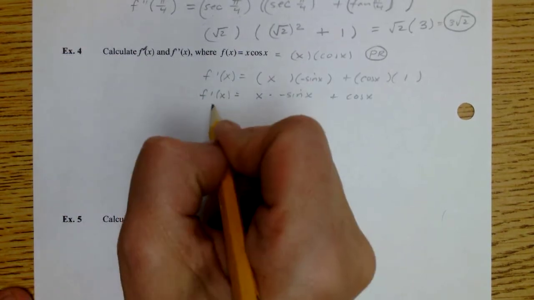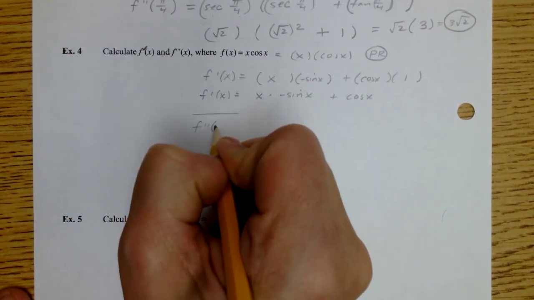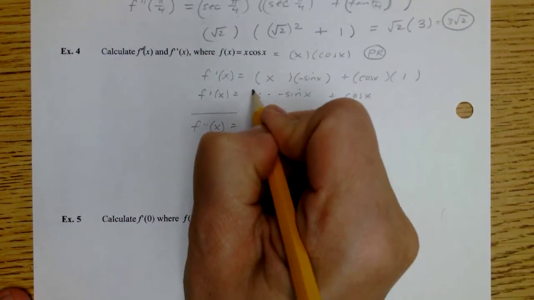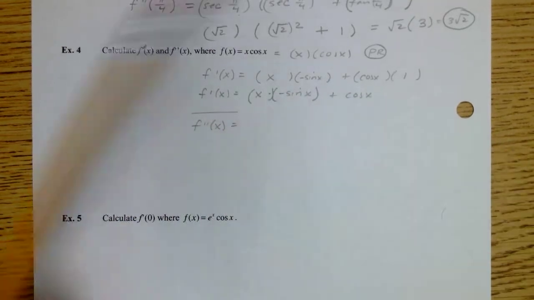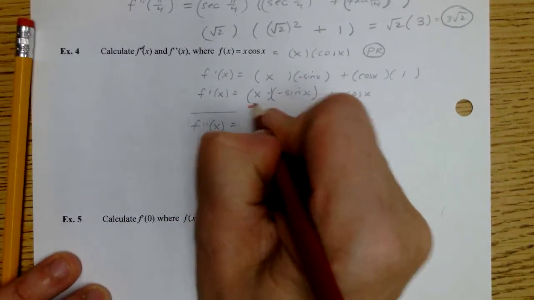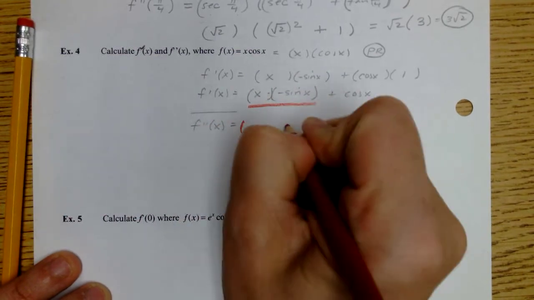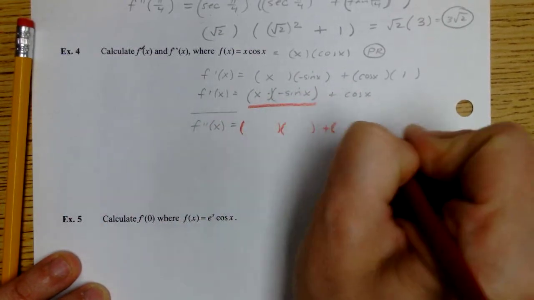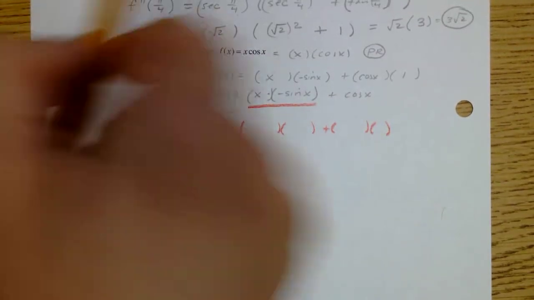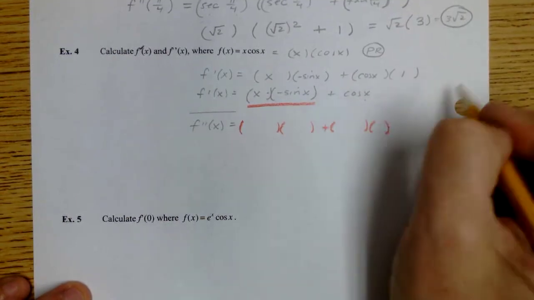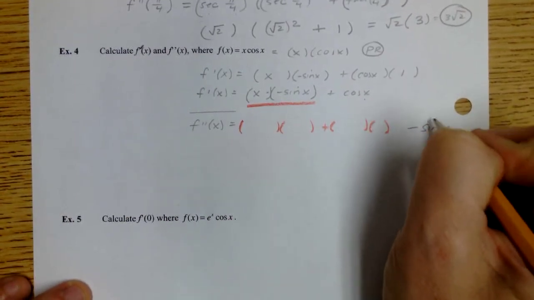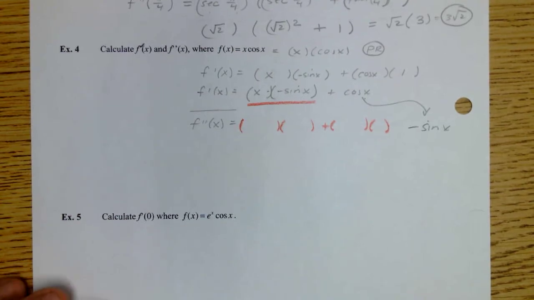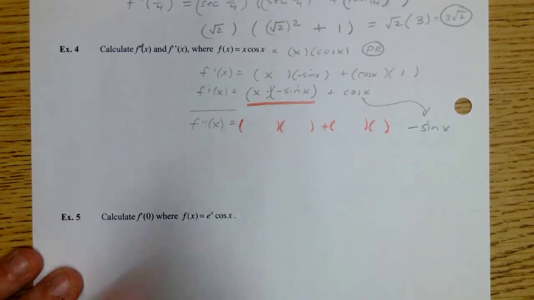Now I am at f double prime of x. So f double prime of x is going to equal, I have a product rule up front. So let me underline this. This is going to be my product rule here up front. But then my derivative of cosine is minus sine x. So that one can just come straight down, but I need to do a product rule for the first part.